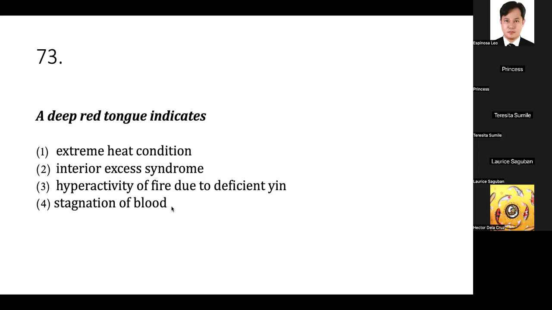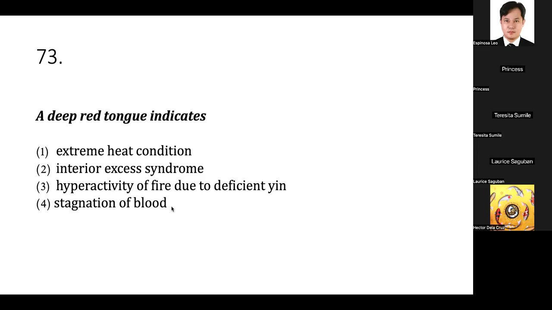Okay, bakit hindi mo pinili yung stagnation of blood? Hindi ba red ang tongue sa stagnation of blood? Hindi. Deep red din po siya. Eliza, ano po kulay ng tongue sa stagnation of blood? Nagbo-bluish na rin po siya, Doc. Purplish, purple, or blue. Opo.